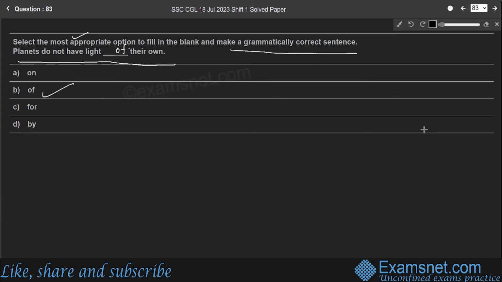Here, the sentence talks about of their own, which indicates the use of a possessive tendency, which is better reflected by of than on. So you may ask why it is not on, right? Since planets do not produce their own light, of is the correct preposition, right? Planets do not have light of their own. Therefore, option B is the right answer.